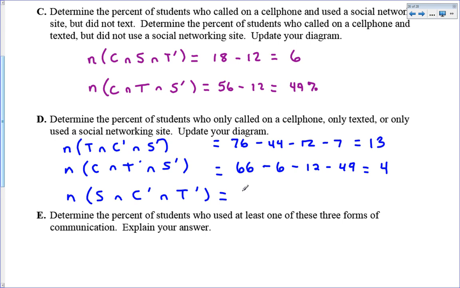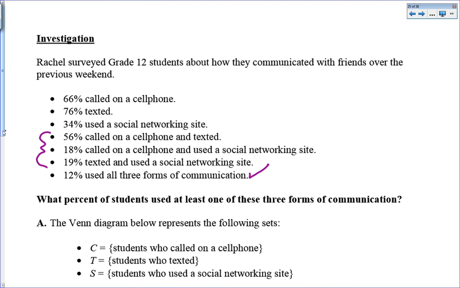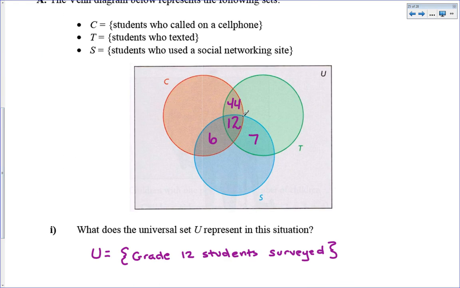And social networked, we have 34 social networked, and we're going to subtract off 6, 12, and 7. So 34 minus 6 minus 12 minus 7. We're taking off 25, which is going to leave us with 9. Okay, and then we can fill that in the appropriate spot here. So we have 4 only used a cell phone, 13 only texted, and 9 only social networked.